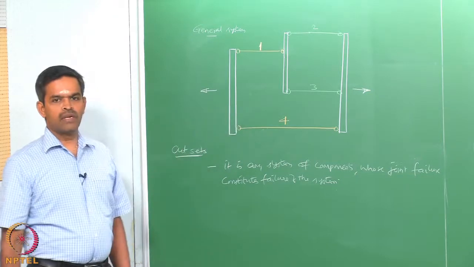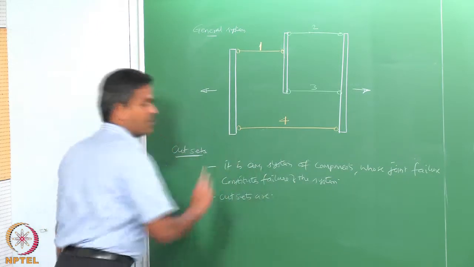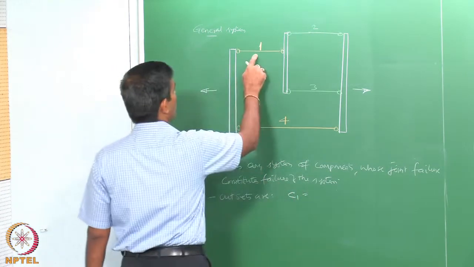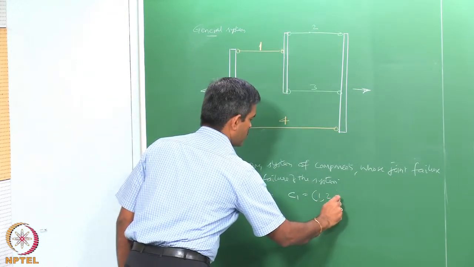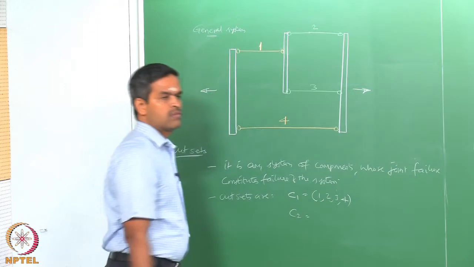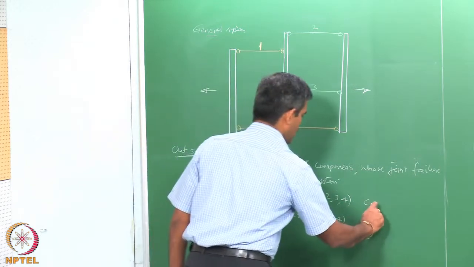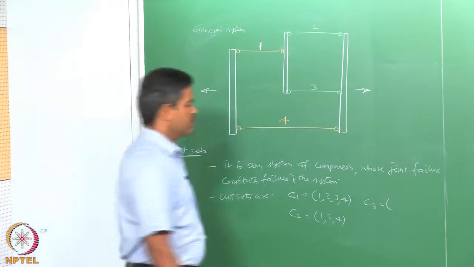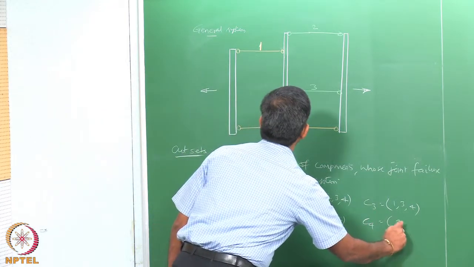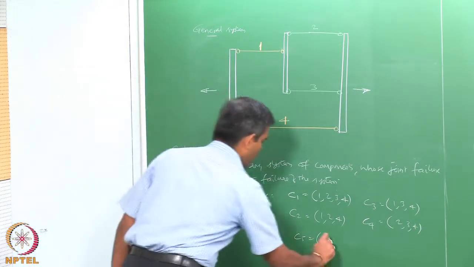Let us take this example and try to mark out the cut sets for the system. The cut sets therefore are, let us say, C1, cut set 1 can be 1, 2, 3 and 4. Cut set C2 is let us say 1, 2 and 4. Cut set C3 can be 1, 3 and 4. Cut set C4 can be 2, 3 and 4. Cut set C5 can be simply 1 and 4.